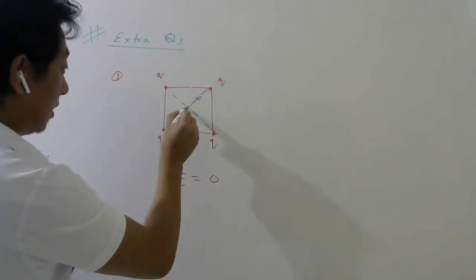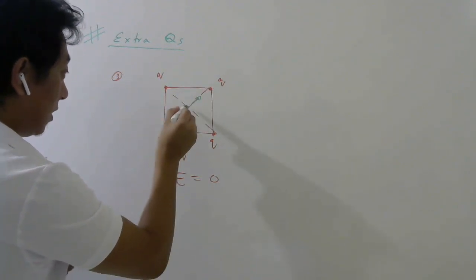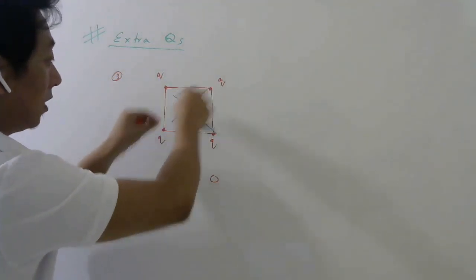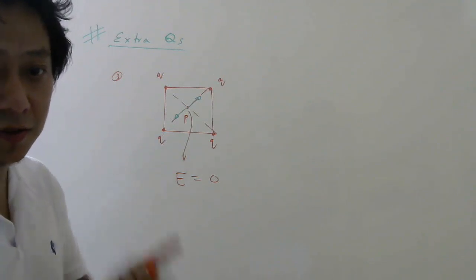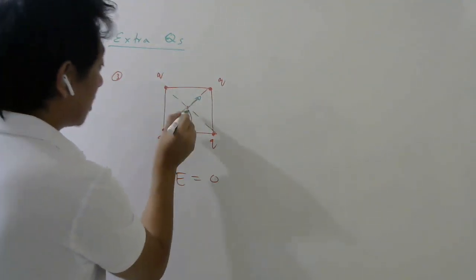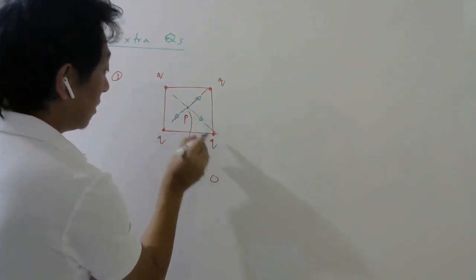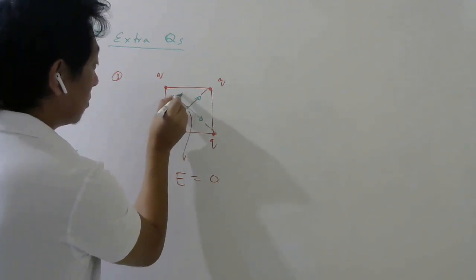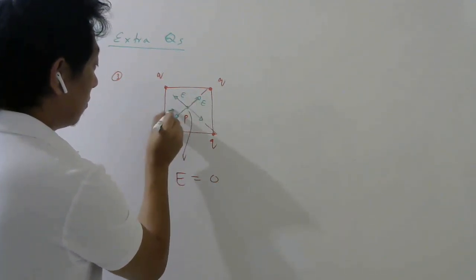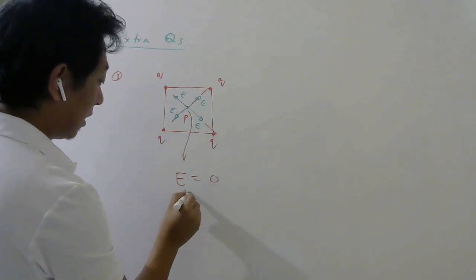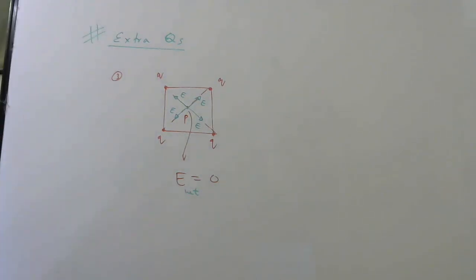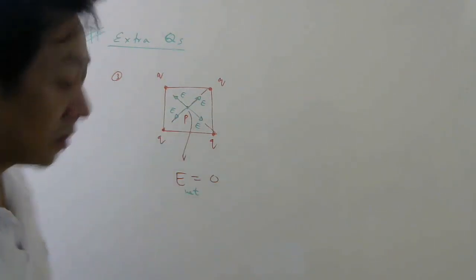So electric field here due to this, and electric field here due to this will be equal in magnitude, opposite in direction. So they will cancel. Similarly, this charge will produce electric field here. This charge will produce electric field here. So total electric field will be 0. Net electric field will be 0 because they will cancel each other.